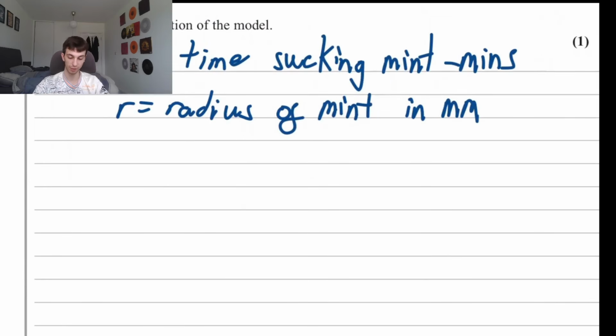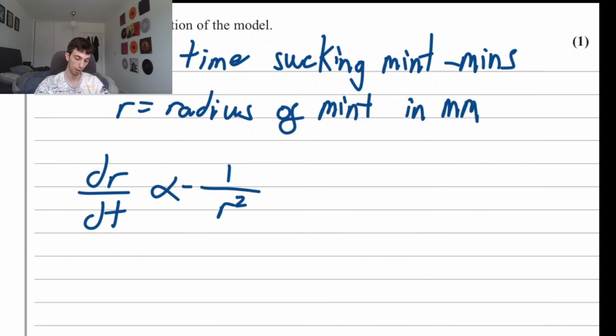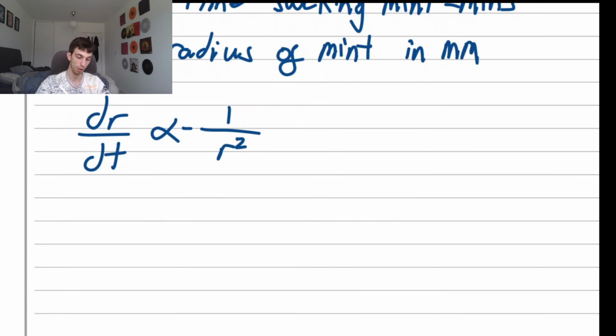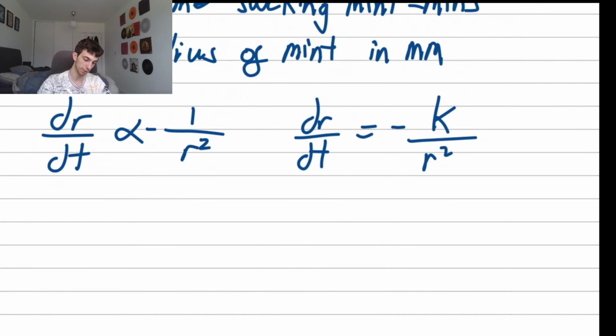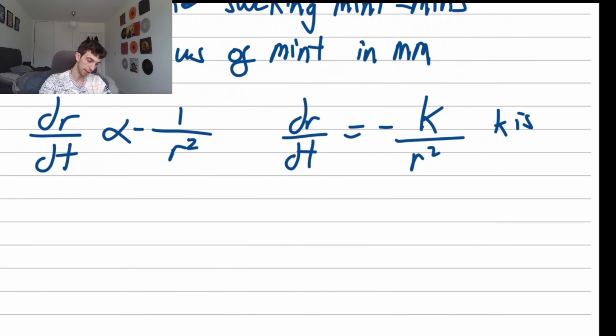So what do we have? The rate of decrease of the radius of the mint. That's going to be dr/dt, changing the radius, changing time. So thinking about the time now, rate of decrease will be proportional to minus. Why is it minus? Because it's a decrease in the size of the radius, so minus 1 over r squared. That fish sign just means proportional to. We can write this as dr/dt equals minus k over r squared, where k is a constant.